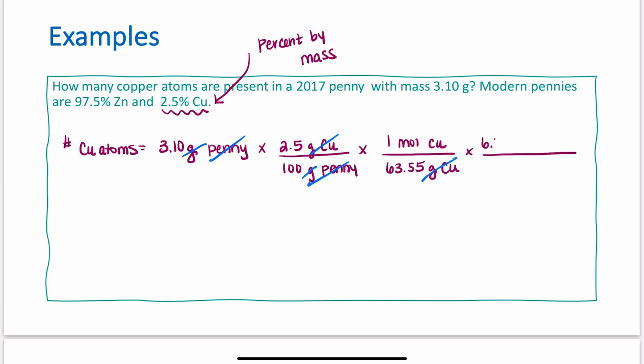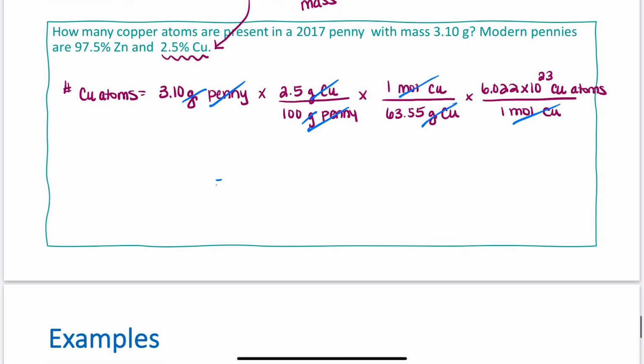Now I can use Avogadro's number, 6.022 times 10 to the 23rd copper atoms to every 1 mole of copper. Plug that in the calculator, and I get out 7.34 times 10 to the 20 copper atoms.